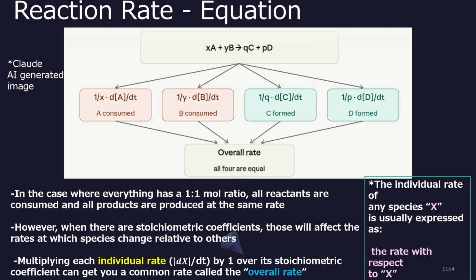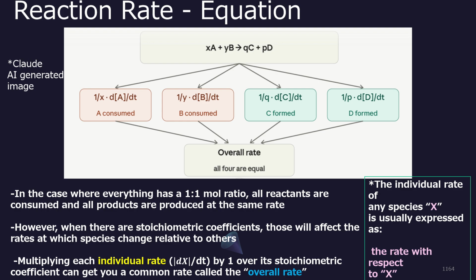So some notes here. As I said, in the case where everything has 1-to-1 mole ratio, all the reactants are consumed and all the products are produced at the same rate. So you don't have to worry about this individual versus overall rate thing. However, if there are stoichiometric coefficients, x, y, q, p, those will affect the rates at which species change relative to others. So multiplying each individual rate, we can just say dX by dt, absolute value, where X is one of these A, B, C, or D in the chemical equation. Multiply that by 1 over its stoichiometric coefficient. This will get you the common rate known as the overall rate.